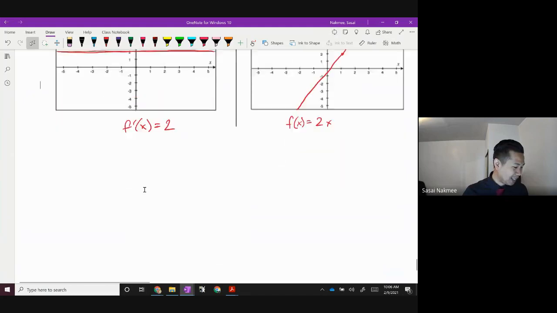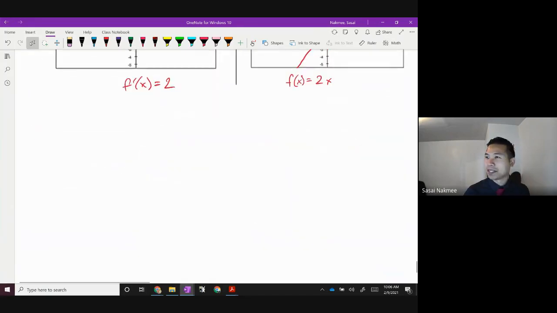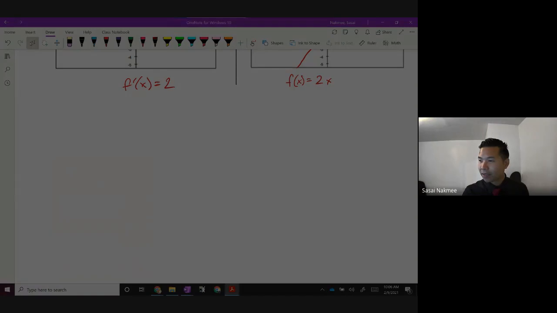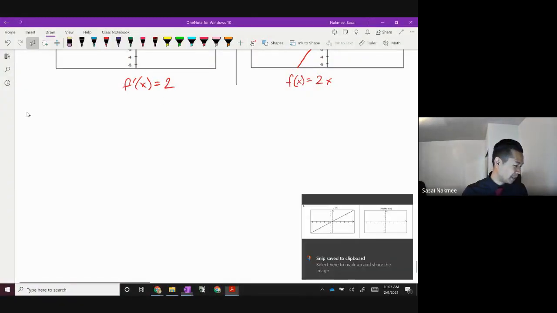whoever was doing that earlier kind of beat me to the next punchline right here, which is part B. Part B right here. Let's go ahead and take a look at this one and see if you guys can try this out. Can you guys sketch a graph? I mean, I already gave this away, but I still want you guys to try it.